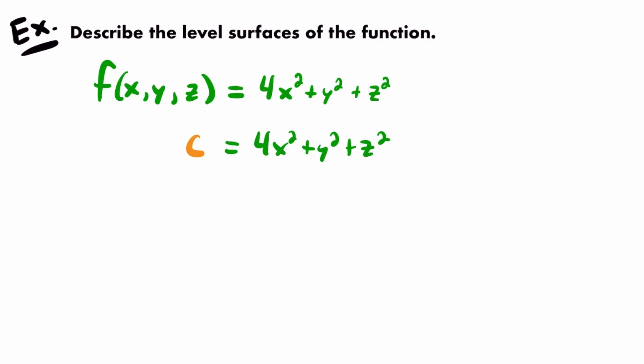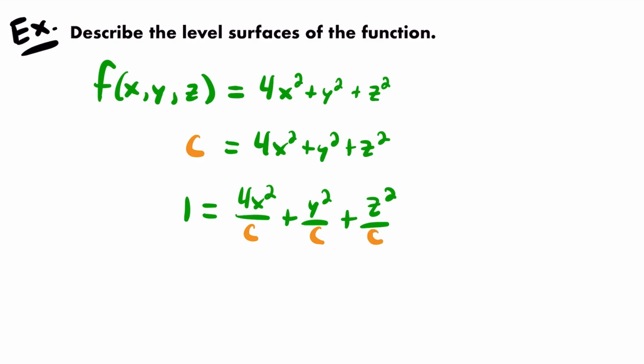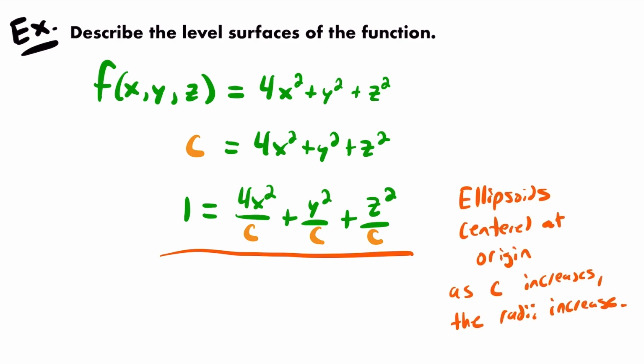Okay, and you could further see that if you were to divide both sides of the equation by c, you would get 1 is equal to 4x² divided by c plus y² divided by c plus z² divided by c, and that right there would be the equation of an ellipsoid, specifically an ellipsoid centered at the origin. And as this value of c gets bigger, the larger the radii would be for that ellipsoid. Okay, that is as detailed of a description as you need for this type of problem.